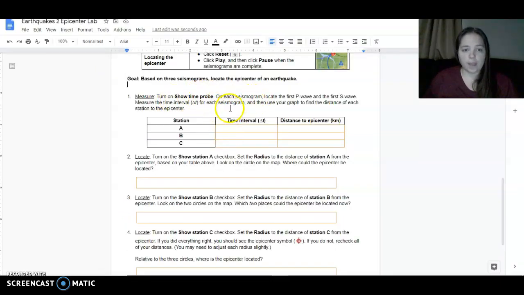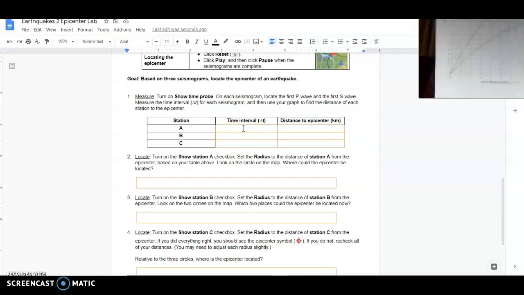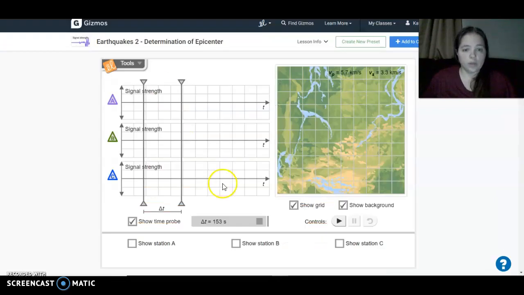Turn on that. On each seismograph, locate the P wave and the S wave and measure the time interval for each seismograph. Then you're going to use your graph right here to locate the distance for each station of your epicenter. So when you do that, you're going to hit play.